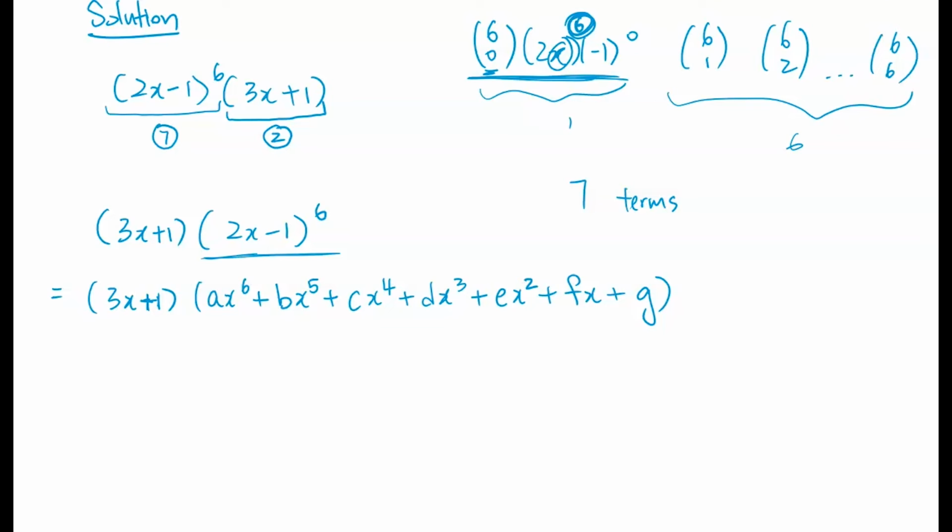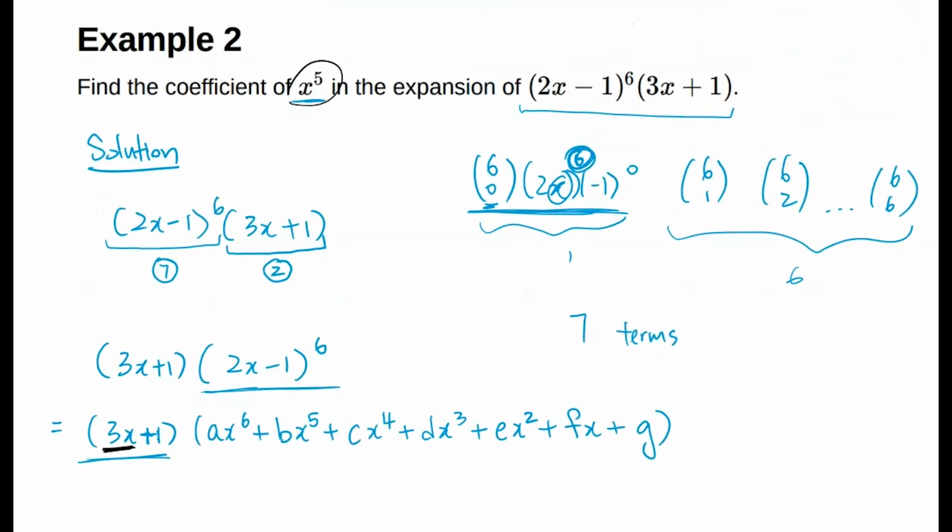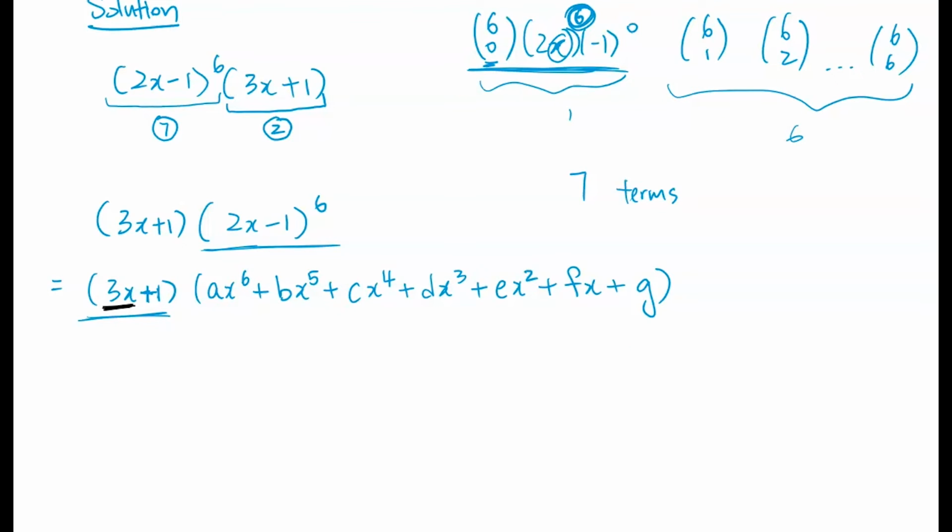But I'm not going to find out what my a, b, c, d, e, f, g are. Instead, I'm only going to find the terms that I need. So let's do the pairing. We know that 3x plus 1 is the smaller bracket. So let's see. If I take 3x, who can I multiply it with to give me x to the power 5, which is what the question wants? I believe you should be able to figure out that 3x has to be multiplied with c x to the power 4 to give me x to the power 5. And then the next term, which is 1 here, who can I multiply with to give me x to the power 5? So that should be with b x to the power 5.